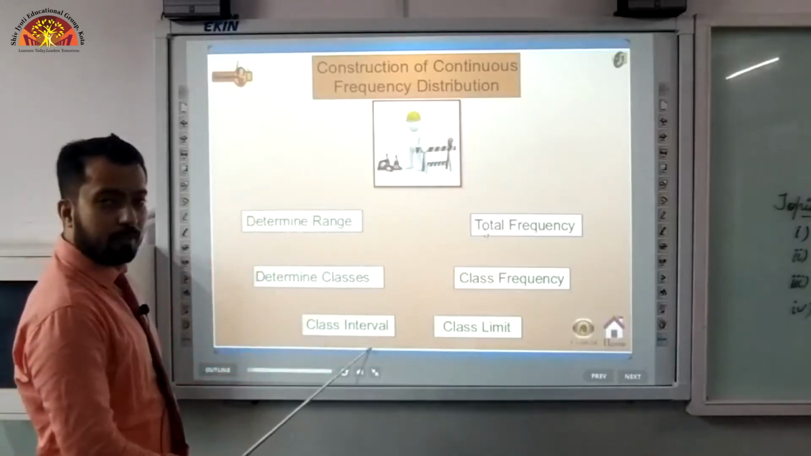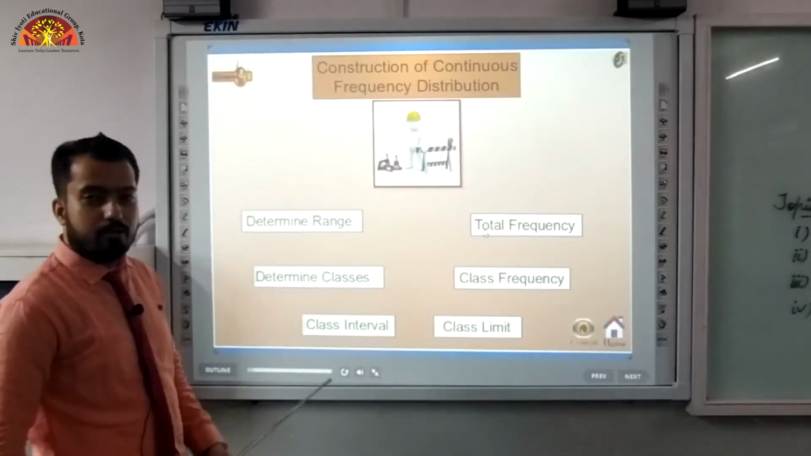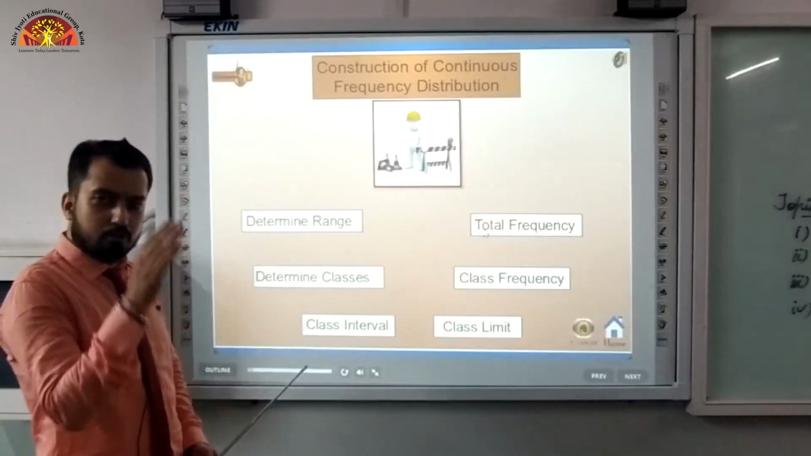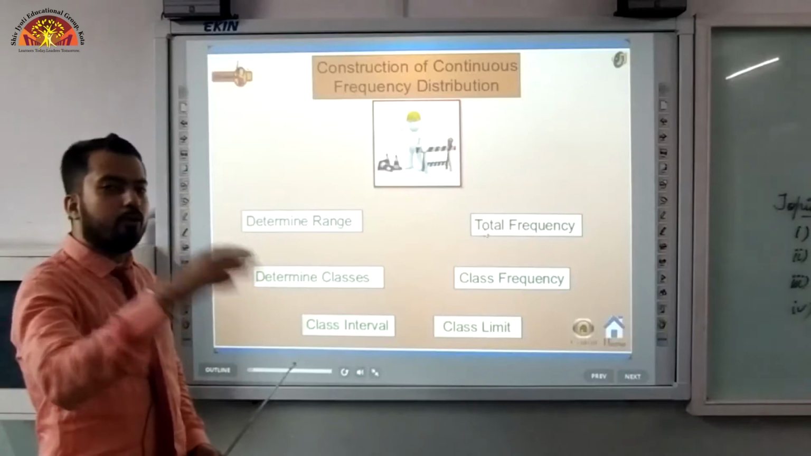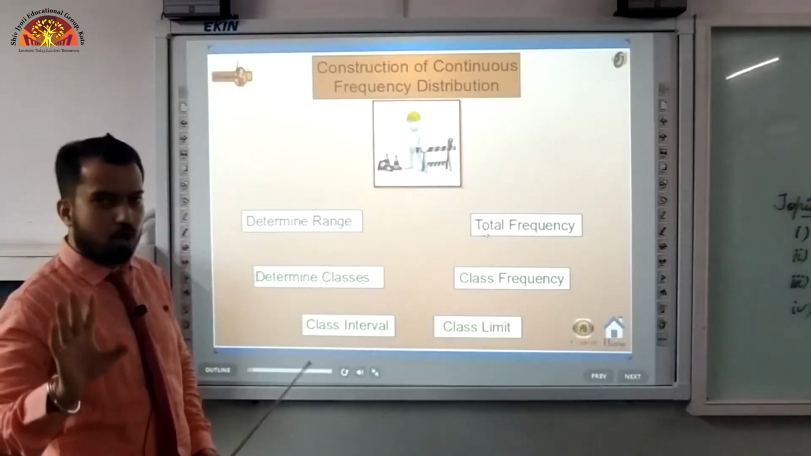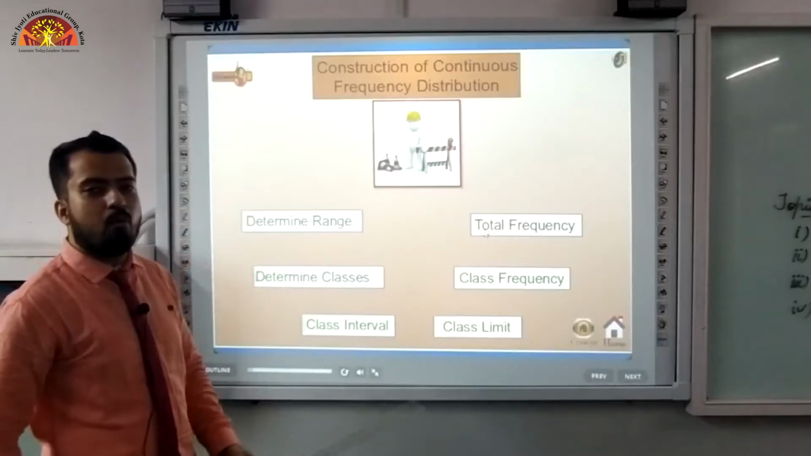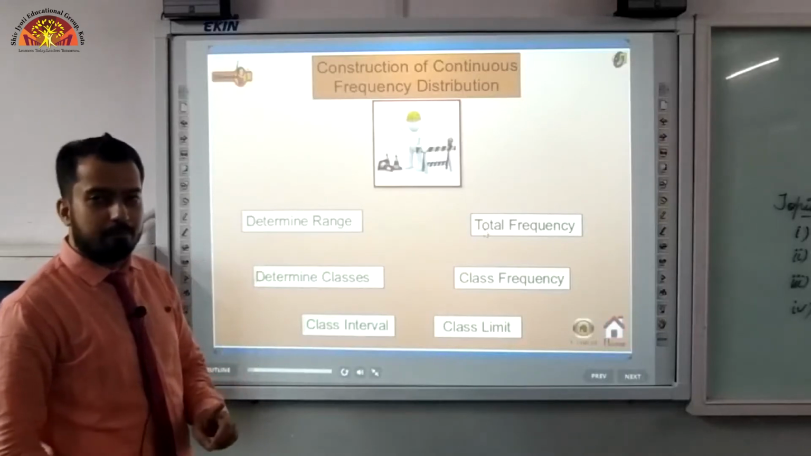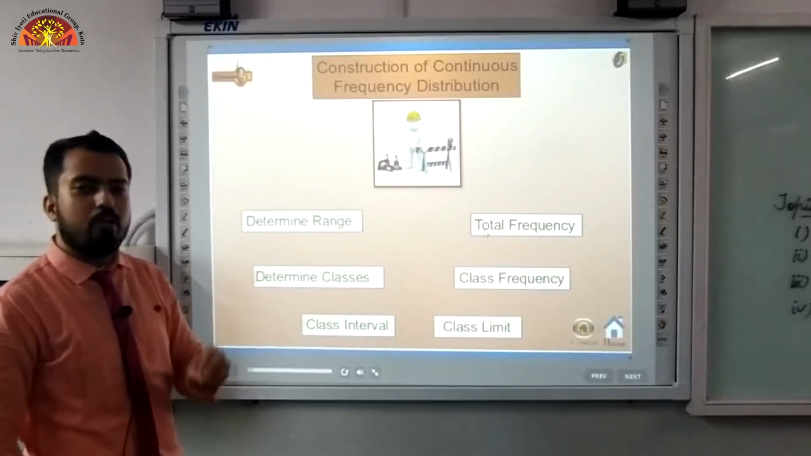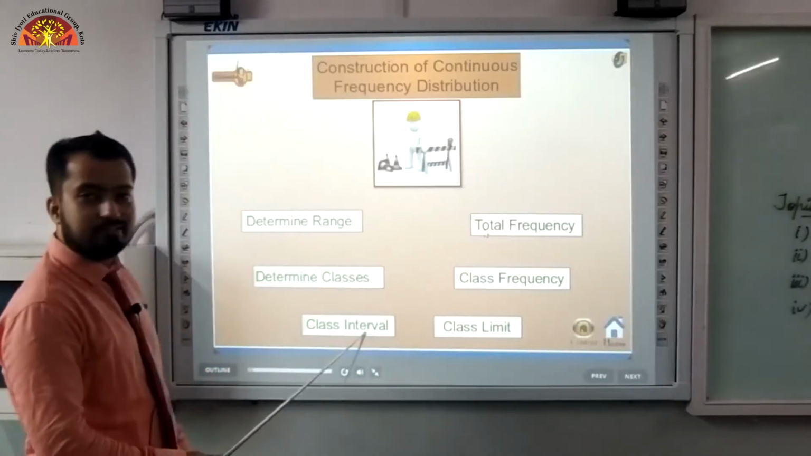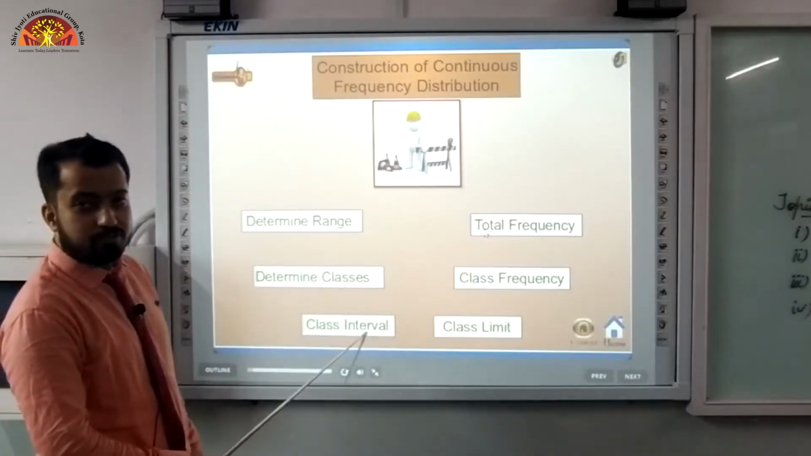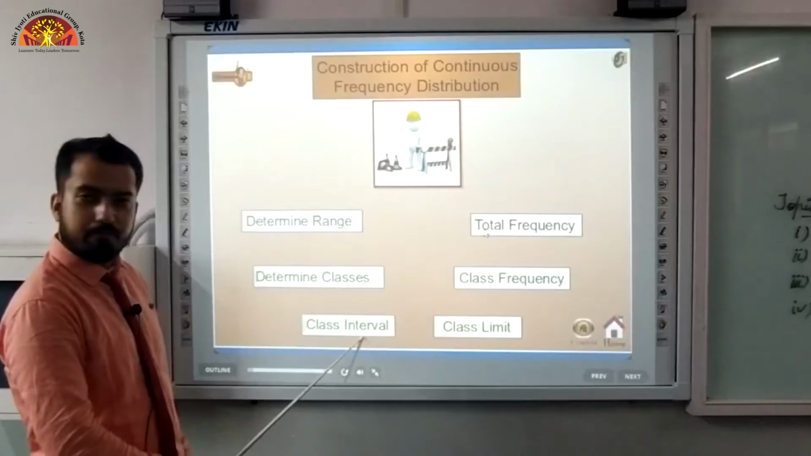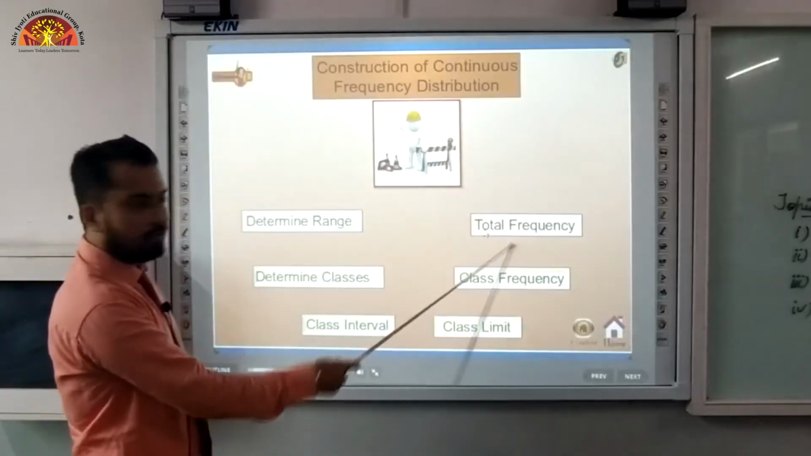Next is class interval. What does the class interval mean actually? You may have observed that in the previous slide I showed you the marks. So the marks were 35 to 40, 40 to 45. L1 and L2 I have already told you. So the difference between L1 and L2 of any particular class, I repeat, the difference between the L1 and L2 of any class is known as the class interval. So again I take you back to the same table. The data was 35 to 40, 40 to 45. So the class interval is 5. Got it? Next is total frequency.